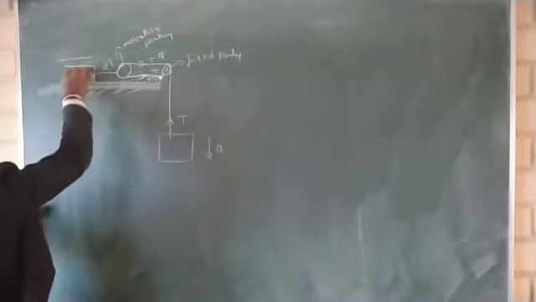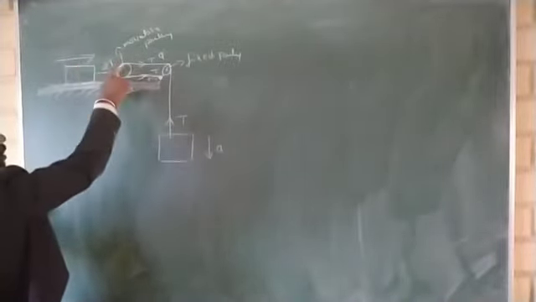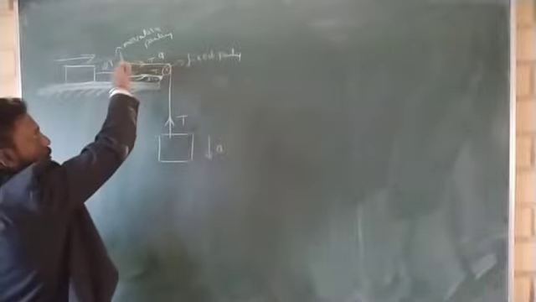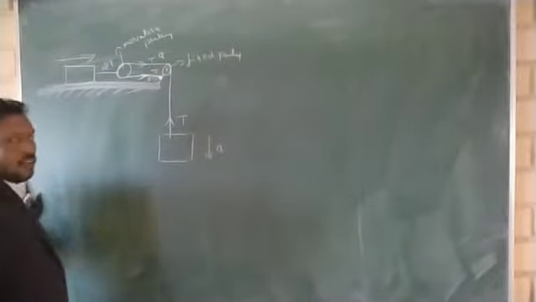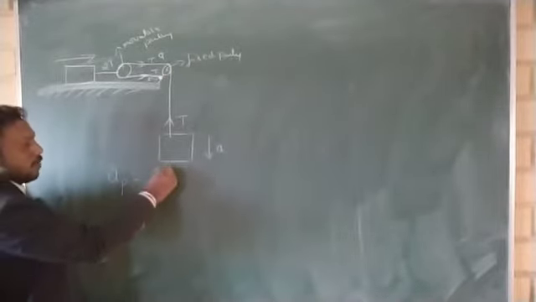This one is 0. And this block is moving in this direction. Therefore, the acceleration of the movable pulley is also in the direction of acceleration. How to calculate the acceleration of the movable pulley? We know that AP is equal to (A plus 0) by 2. AP is equal to A by 2.